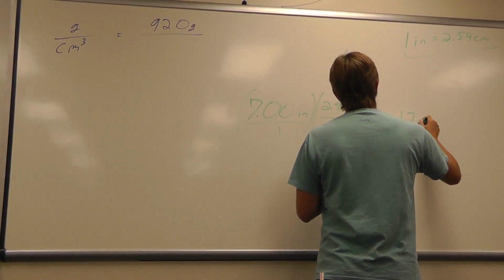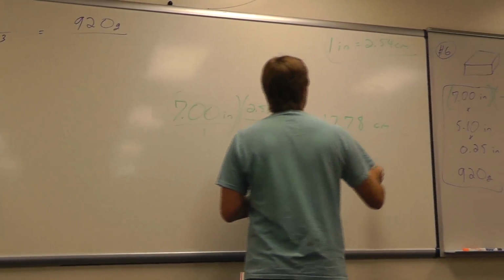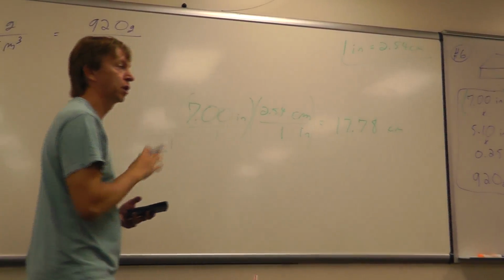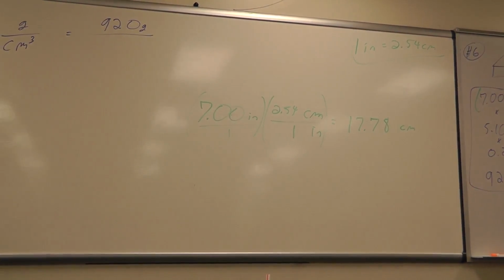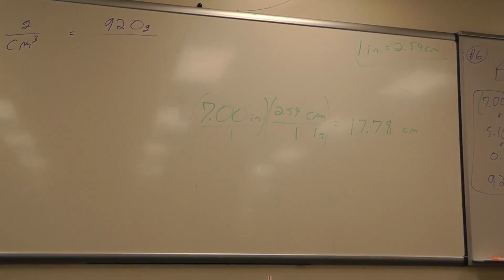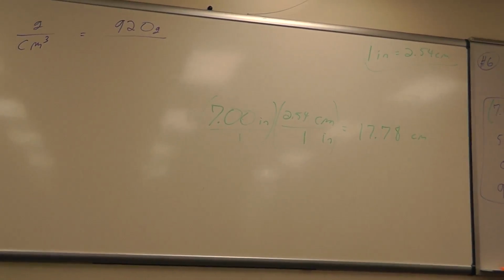Since we're kind of in the middle of the calculation, I'm not gonna worry about significant figures just yet. Once we have our final number for density, then we'll go back and talk about significant figures. But right now, the calculator says 17.78, so I'm just gonna go with that.